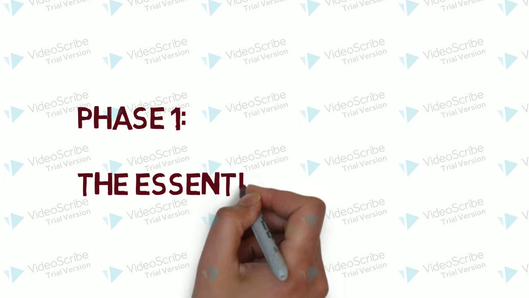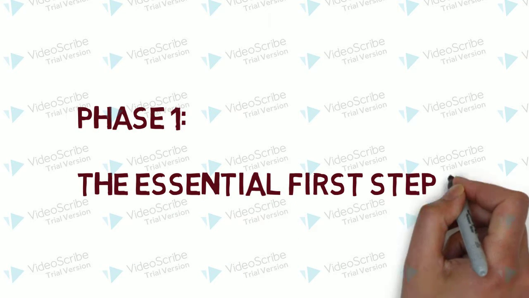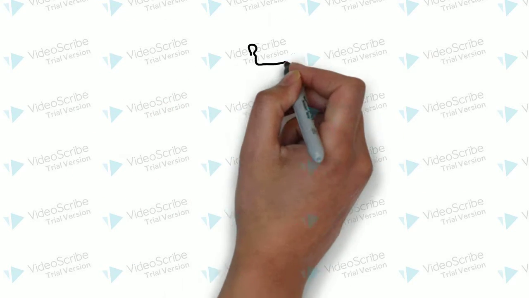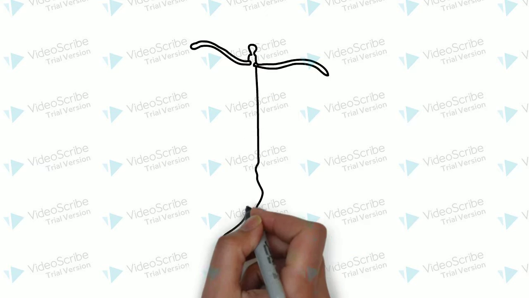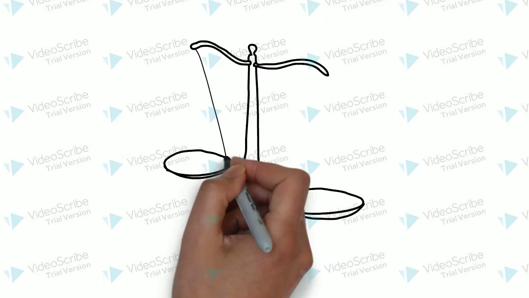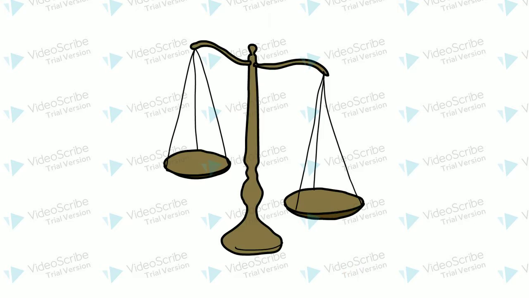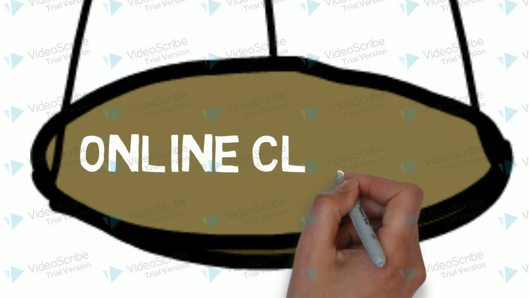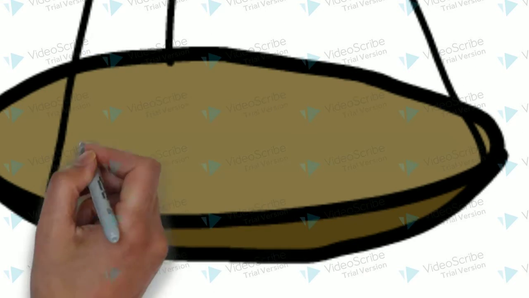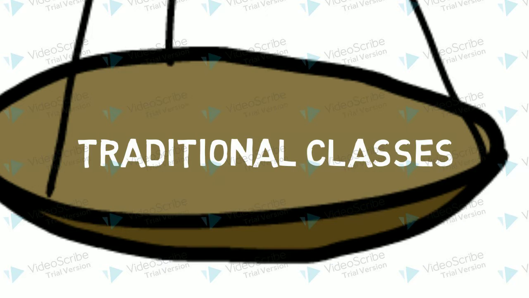Starting with Phase 1, this is the essential first steps. Here we had to narrow in on what we want to research. We knew we wanted to do something within the topic of education, but what? Since all members in this video are currently in an online class, we decided to narrow in on whether online classes or traditional classes are more beneficial.